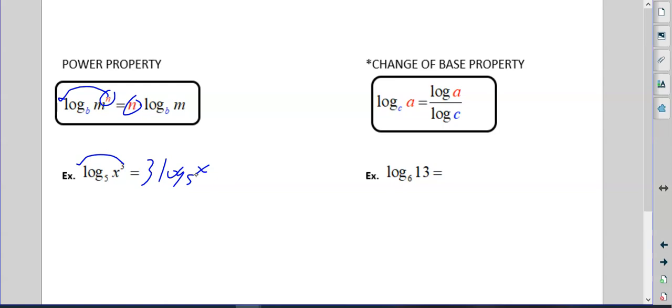Change of base property. Here we have c. That's going to go to the bottom, and a is going to go to the top. So log 6 of 13 becomes a fraction. We write log on top, log on bottom. The 13 goes up top, and the 6 goes on the bottom. So the small number goes downstairs, the big number goes upstairs.